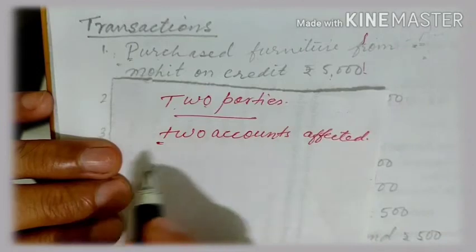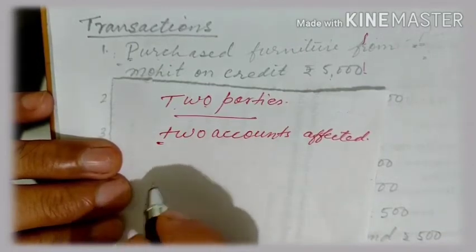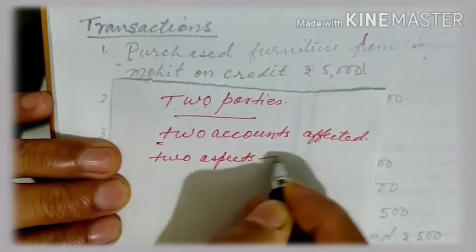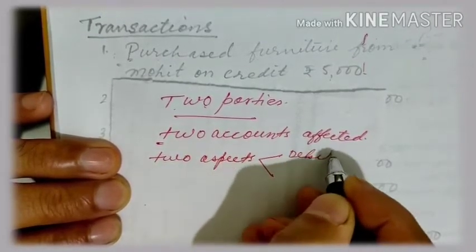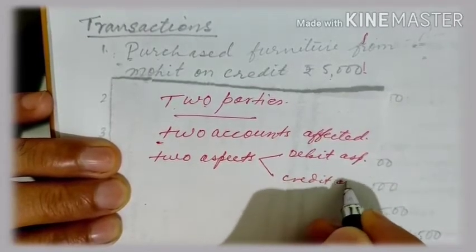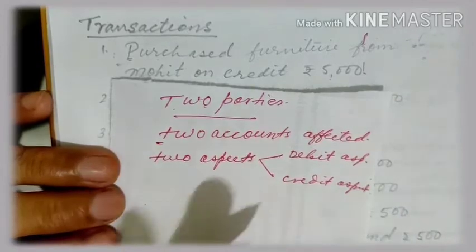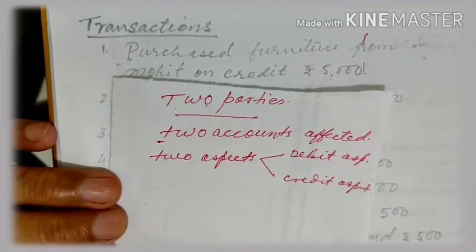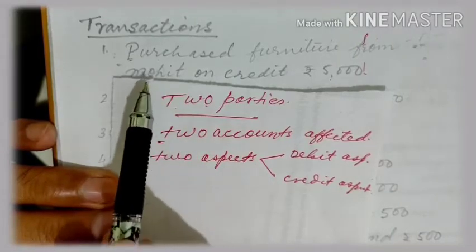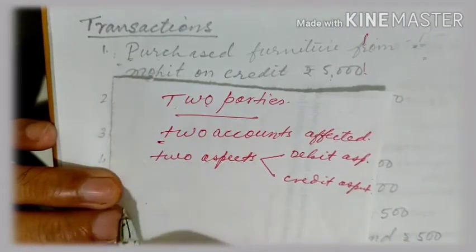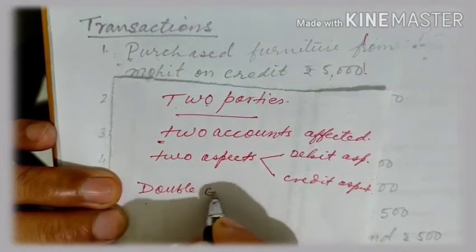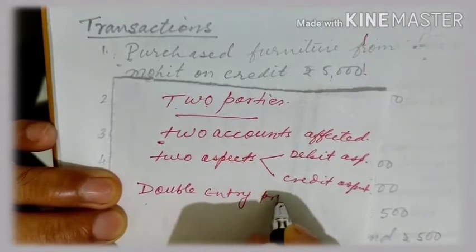Now since there are two accounts affected, we will have two aspects. These aspects are called debit aspect and credit aspect. And both these aspects will be recorded in the journal. This method of taking two accounts from the transaction and recording it in the journal is known as double entry principle.